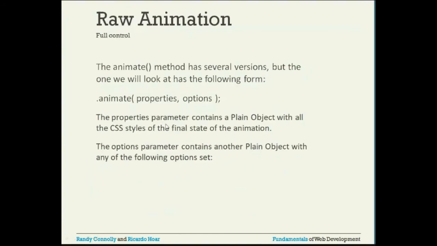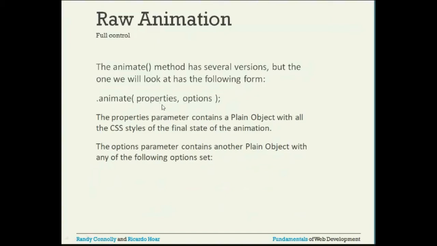Next is the animate method. The animate method has several versions, but the one we will look into is the following form: dot animate, properties and options. These are the two parameters that the animate method will take. The properties parameter contains a plain object with all the CSS styles of the final state of the animation. Whatever the final state of the animation is, those CSS properties will be contained here.